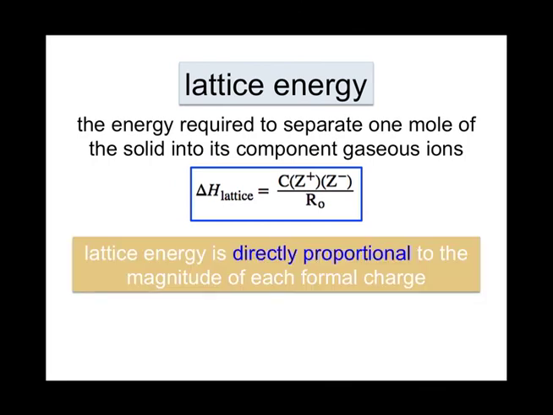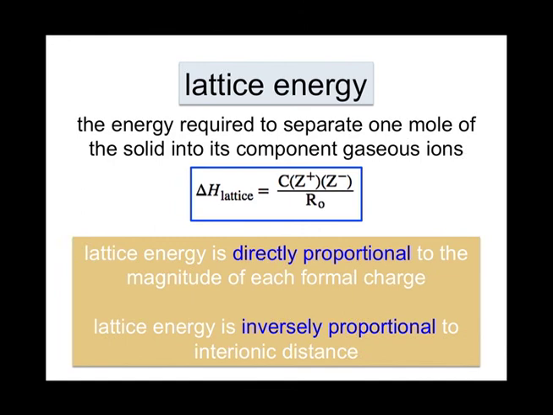But the Z components represent the magnitude of the charges on the cation and anion. So the greater the magnitude of the charge on the ions, the stronger the interactions will be, and therefore the greater the lattice energy will be. So we can say that the lattice energy of an ionic solid is directly proportional to each of the formal charges involved. In addition, it is inversely proportional to the interionic distance, or the distance between the ions.